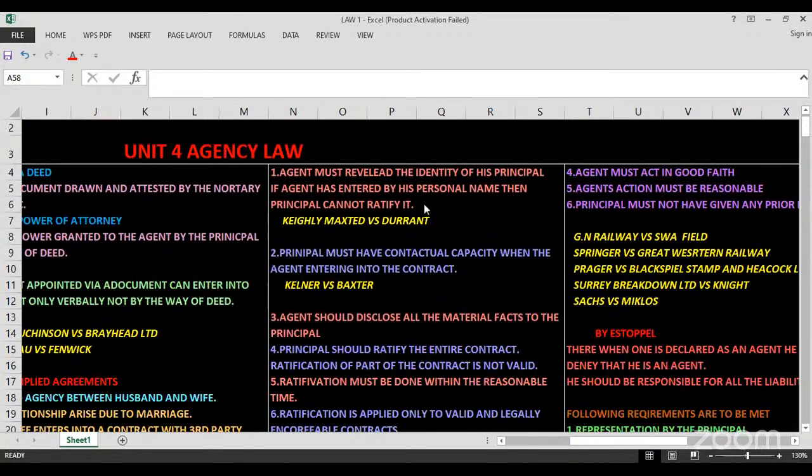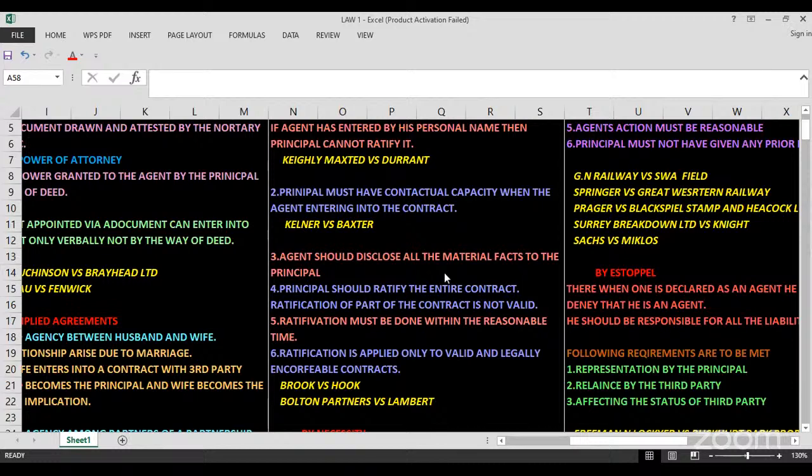The second point is that the principal must have contractual capacity when the agent enters into the contract. That means he should not be bankrupt. He should be fine economically when the agent is entering into a contract.